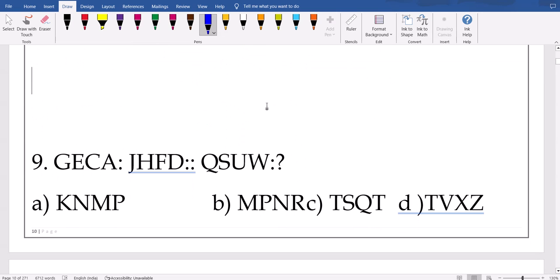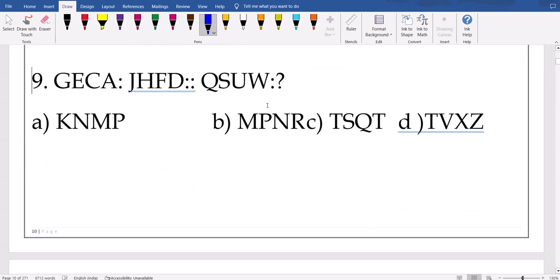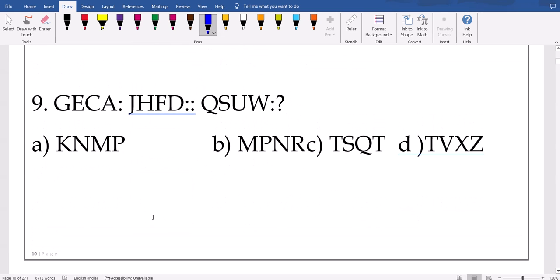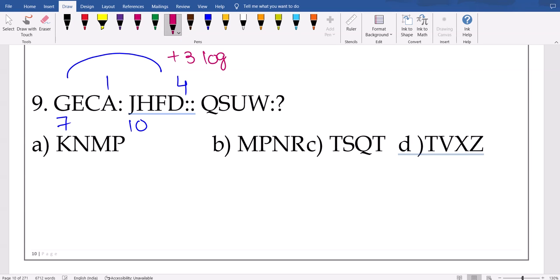This is actually an analogy concept with respect to letters. We can say this is plus 3 logic, right? A is 1, D is 4, G is 7, J is 10. We can clearly say a plus 3 logic is happening. Now, if you apply plus 3, the first letter should be T. There are two options. Now, go for the last letter. W plus 3 is Z. So, starting with T, ending with Z, we have only two options.